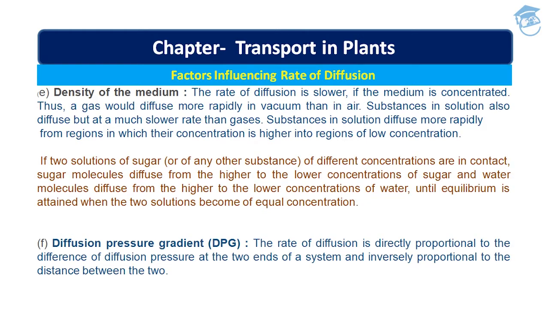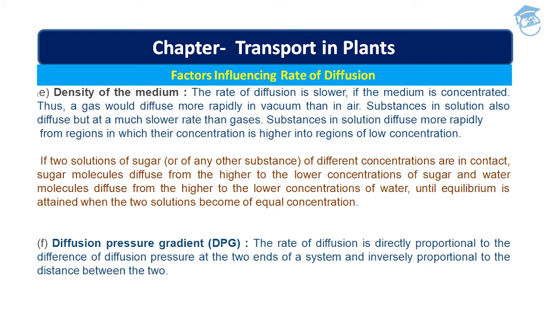And the fifth factor that influences the rate of diffusion is the density of the medium. The rate of diffusion is lower if the medium is concentrated. That means if the medium is highly concentrated, then the rate of diffusion will be slower. Thus, a gas would diffuse more rapidly in a vacuum than in air. I repeat, a gas would diffuse more rapidly in a vacuum than in air.